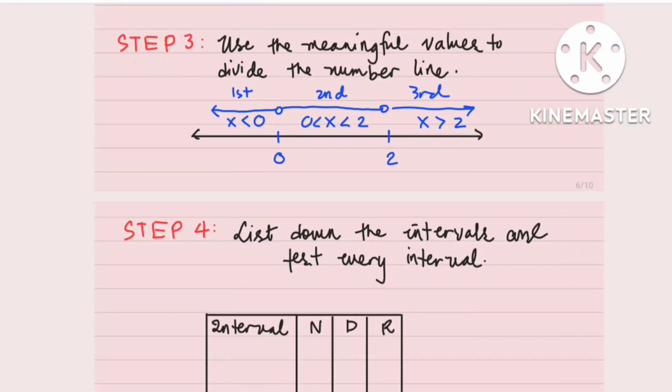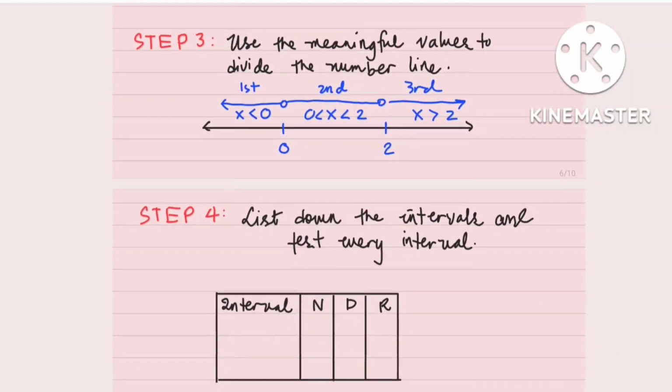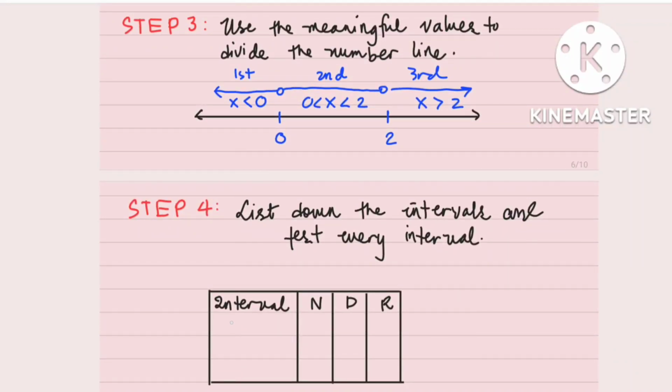And finally, we are going to use or test those intervals that we listed down in step 3 to determine which of them is or are possible answers. So we list down our intervals. Then we will choose test values, a test value for each interval. For our first interval, we use -1 since -1 is a number that is less than 0. For our second interval, we will use +1 since 1 is between 0 and 2. It is inside that interval. While for the third interval, we will use 3.